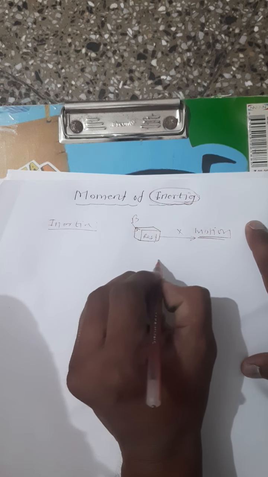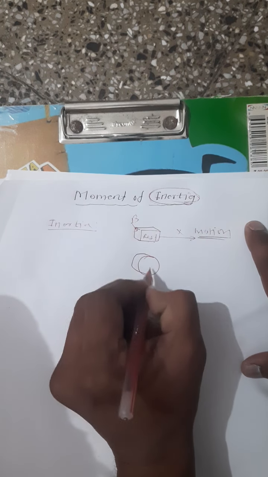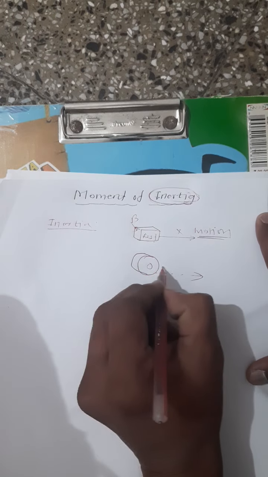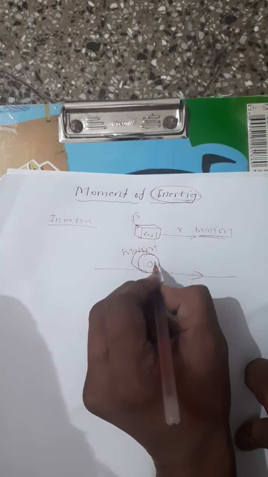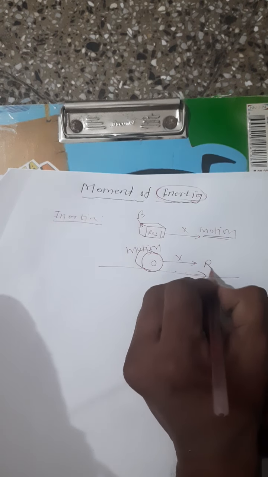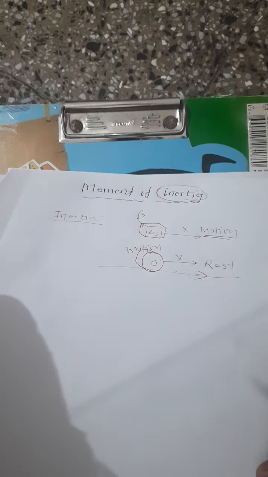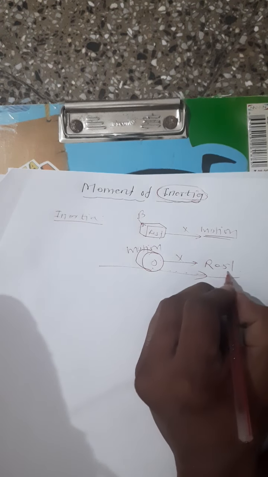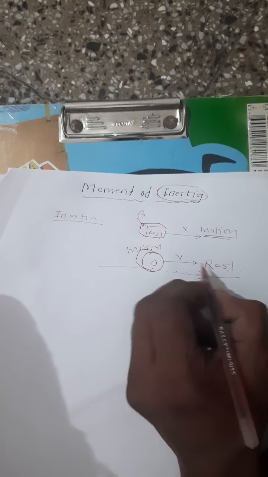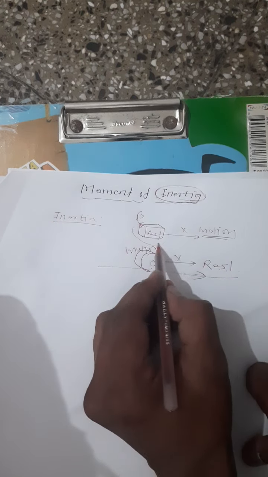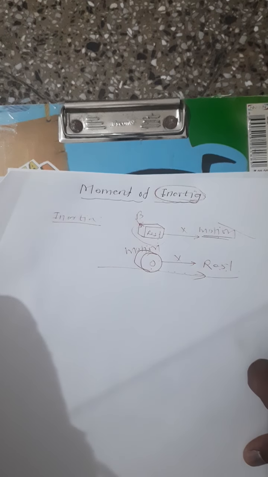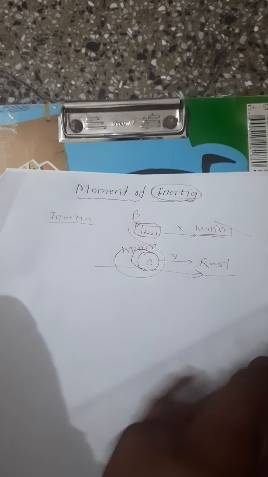Suppose this is your body, and if it is in what? Motion, it is going to roll on the surface. Suppose this body is in motion. Now this body doesn't want to come to rest. It is also called inertia. Are you getting me, my dear students? A body in a rest position doesn't want to go into motion. This is inertia.